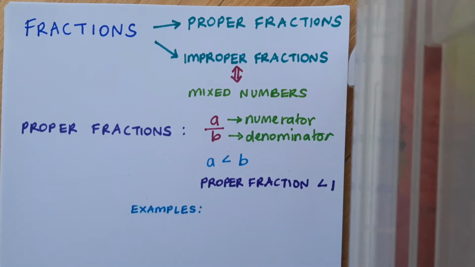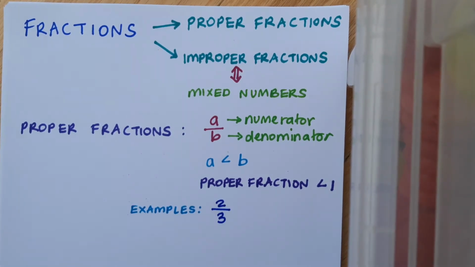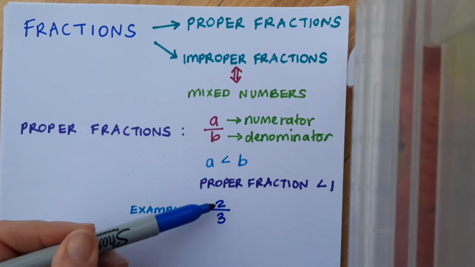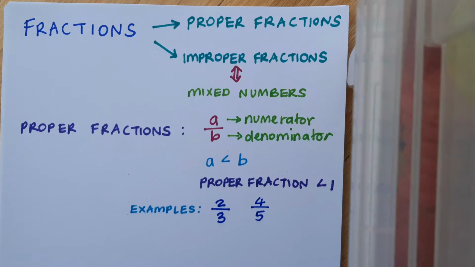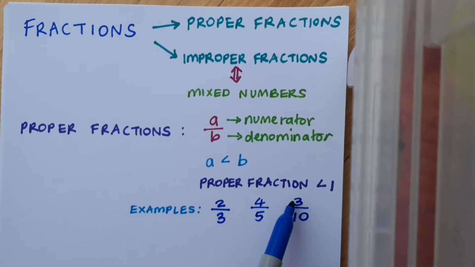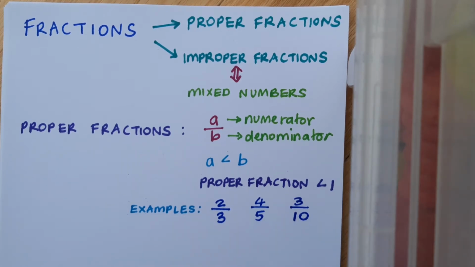So here are some examples of proper fractions. 2 over 3, because the numerator 2 is smaller than the denominator 3. 4 over 5, because the numerator 4 is smaller than the denominator 5. And 3 over 10, because the numerator 3 is smaller than the denominator 10. And each of these fractions is worth less than 1.